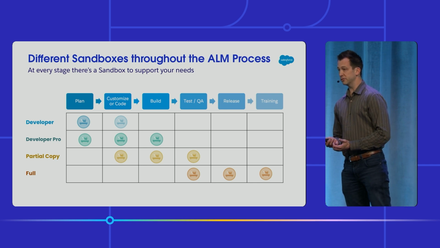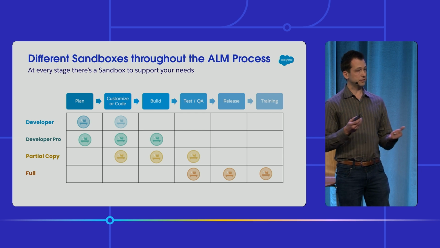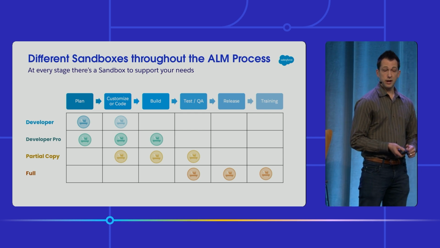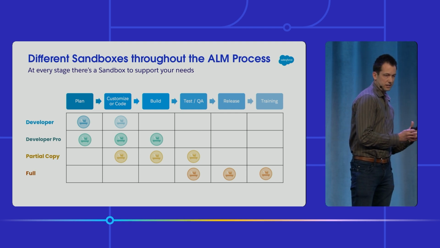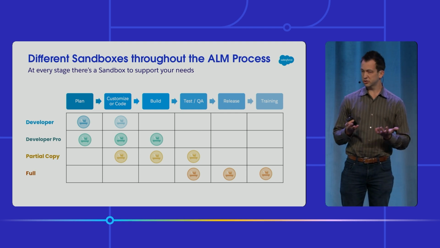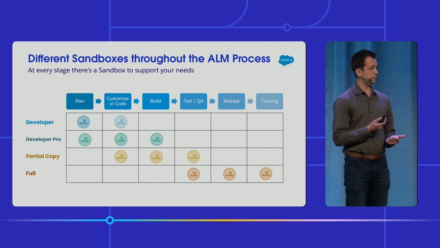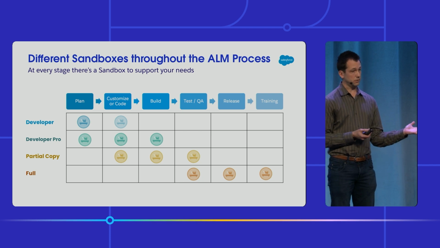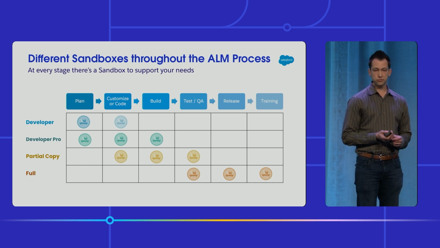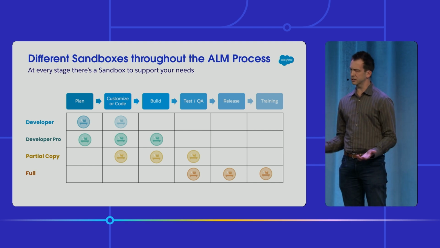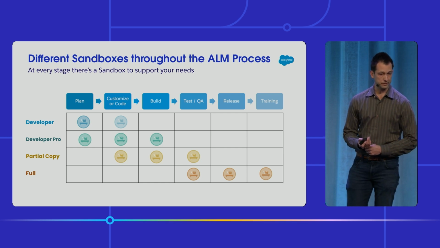This knowledge is probably pretty well baked for many of you, but just a quick review. There's 4 types of sandboxes: Developer, Developer Pro, Partial, and Full, which are all optimized for different steps of the ALM process. As an example, Developer and Developer Pro sandboxes contain only the metadata of your production org and are really suitable for admins and developers to build changes. Partials and fulls, on the other hand, not only contain a copy of your metadata, but also your entire production data in the case of fulls. And so these are more suitable for things like integration testing, code merges, and user acceptance testing.